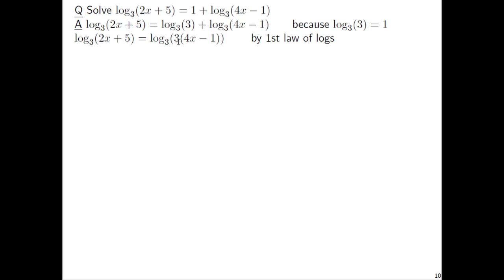A common mistake is to try to do 3 plus 4x minus 1, but that's trying to distribute, or I guess undistribute, or trying to factor logs. You can't factor logs, you can't distribute logs. You've got to use the law of logarithms.